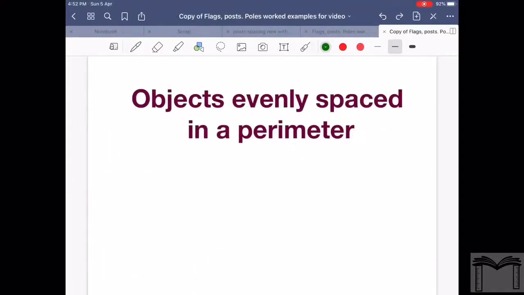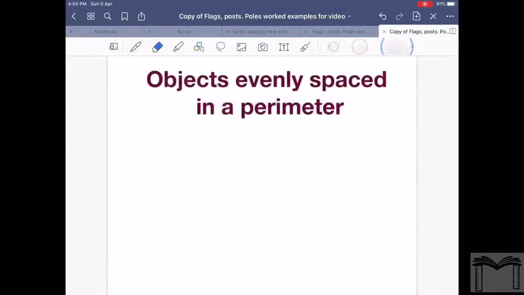Objects evenly spaced in a perimeter. These are a little different to the ones spaced in an open-ended length, such as a straight line. The only difference in calculation is that the number of spaces is now equal to the number of objects. So let's do a quick example.